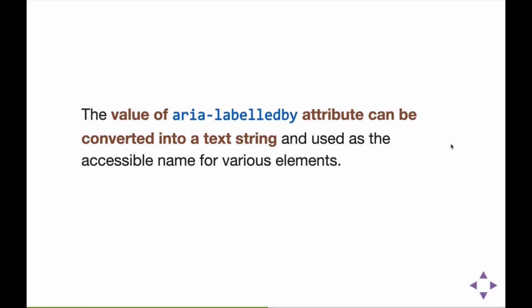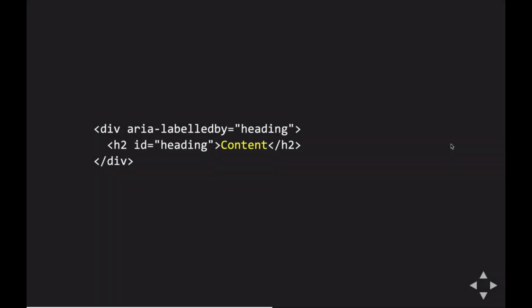And then there's things like the aria-labelledby attribute. Now the value of the aria-labelledby attribute can also be converted into a text string, and that can be used as the accessible name for elements. So here we have a div with an aria-labelledby equals heading, and inside there as a child we have an h2 with an ID of heading, and inside that there's contents. Now because the div is labelled by the h2, the h2's content becomes the accessible name for that parent div.